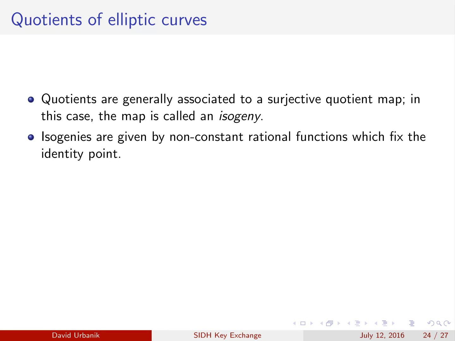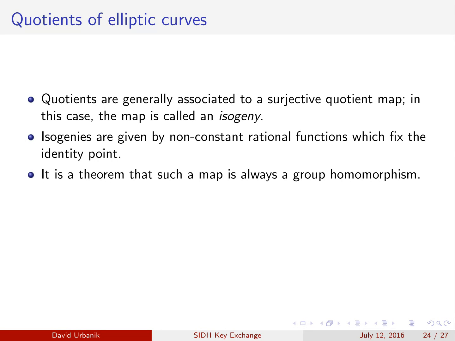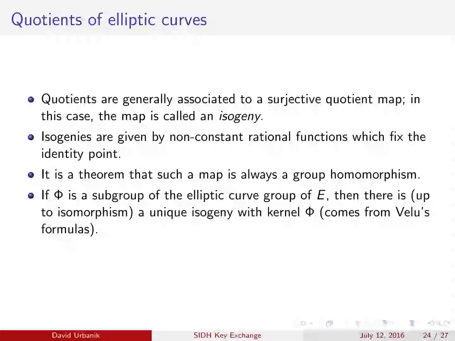An isogeny is basically just a non-constant rational function which fixes the identity point on the curve. There are some details with this definition. These things are typically defined in terms of algebraic geometry, and it's difficult to define them quite properly, but this is approximately what it is. And it's actually a theorem that such a map is always a group homomorphism, so it preserves the group operation. They're also associated to the subgroups of the elliptic curve group. That makes sense, because if you want to take an elliptic curve and quotient by something, the something will be a subgroup of the elliptic curve group.